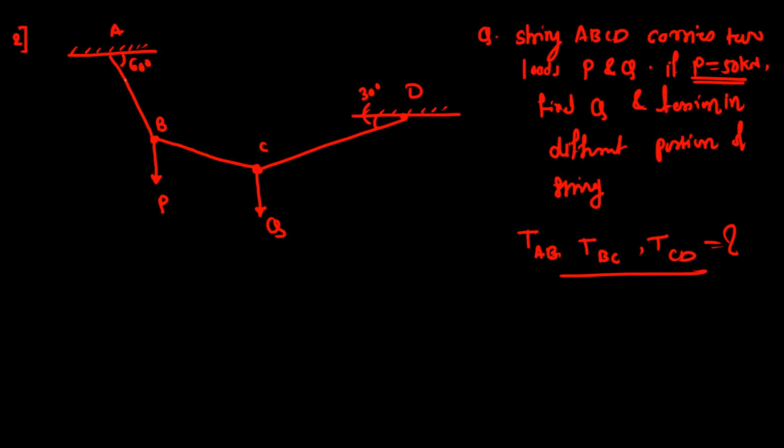Some angles are given. For AB, it is 60 degrees. For CD, it is 30 degrees. And the angle for P and BC is 75 degrees. So use the proper conditions of equilibrium, draw the free body diagram, and get the values of these tensions.